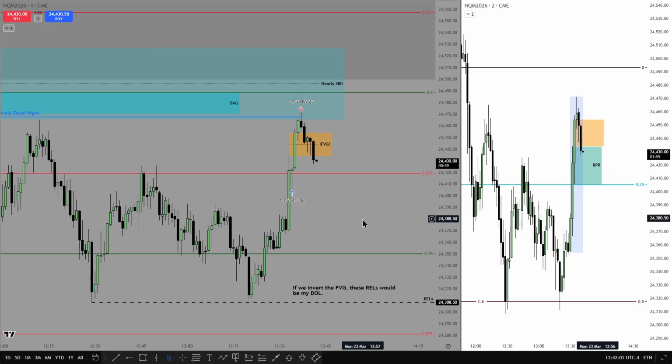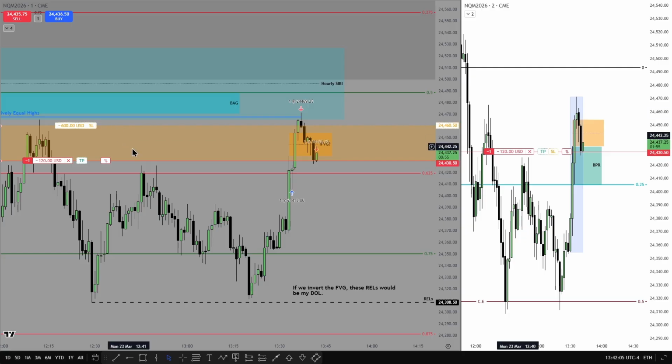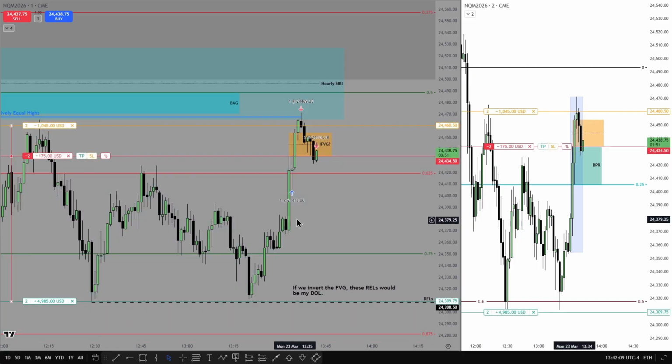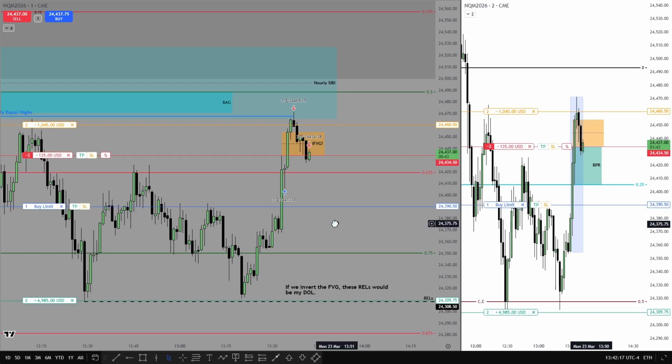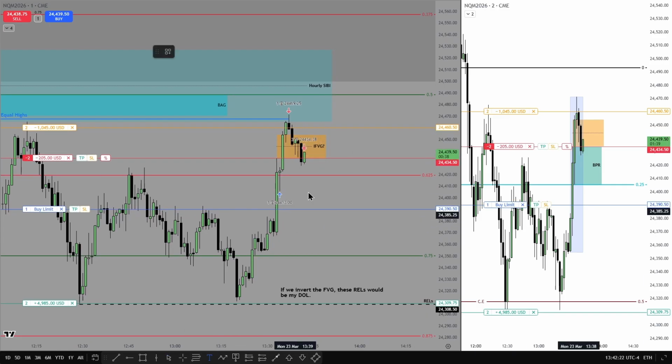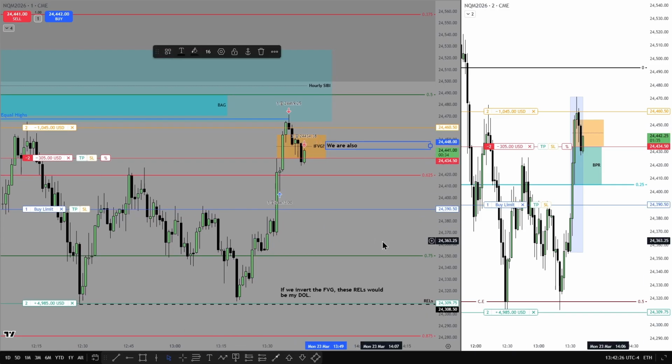Here I'm just waiting for it to close below the inversion fair value gap. It did, and I enter a position, and I enter another one as it touches the low of the inversion fair value gap. My partial is at those relatively equal highs from earlier. I was trying to enter on those earlier, but now I'm going to put my partial profit there.